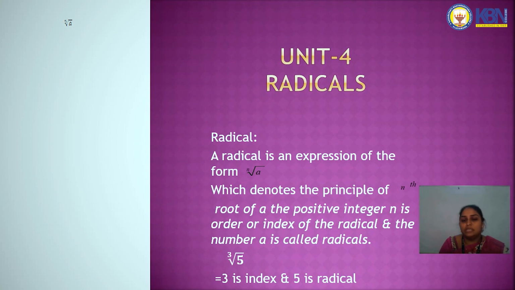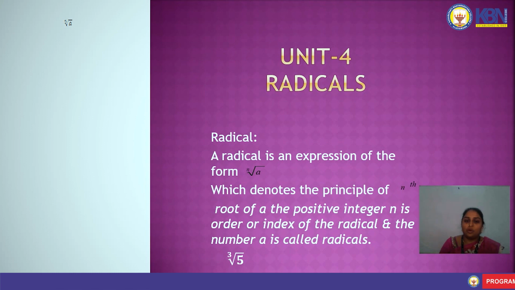Here n is always a positive integer and a is also an integer, but it doesn't mean that a is positive or negative. Only here we denote the nth root of a. Here n is called the index and a is called the radicand. Here is an example: cube root of 5. Here 3 is the index and 5 is the radicand.